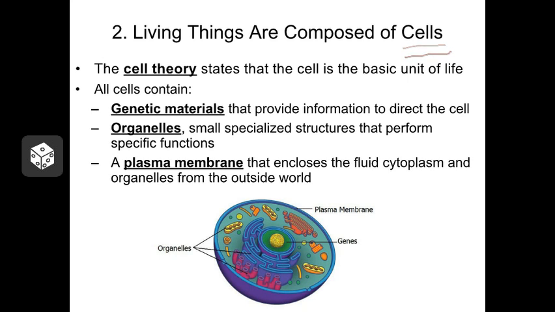Now, there are many different types of cells in different types of organisms, but all cells have these three characteristics in common. All cells have some genetic material, some DNA, sometimes inside a nucleus, sometimes not, but these are the instructions for telling the cell what kind of cell it's going to be and how it's going to function. All cells have organelles, these little organs, little packets that perform different jobs inside the cell. And all cells have a plasma membrane. This is the kind of skin on the outside of the cell that separates the internal environment from the external environment.